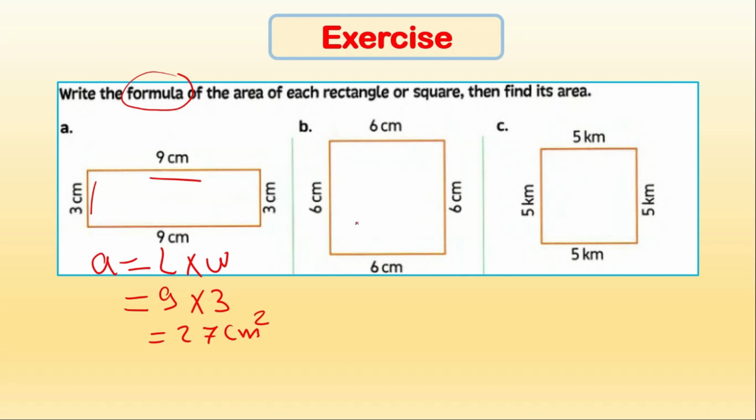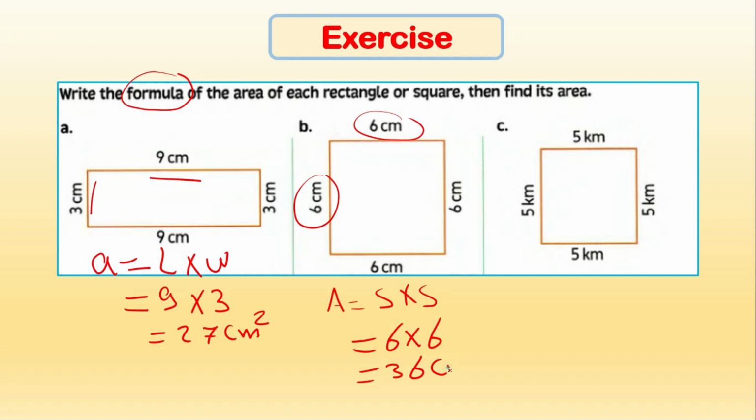Okay, next one, square, 4 sides are equal, so write area equals side times side equals 6 times itself equals 36. And don't forget to write square centimeter.